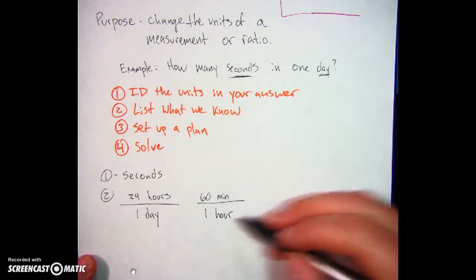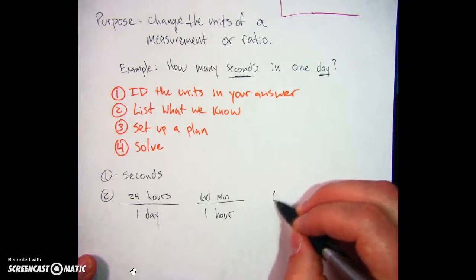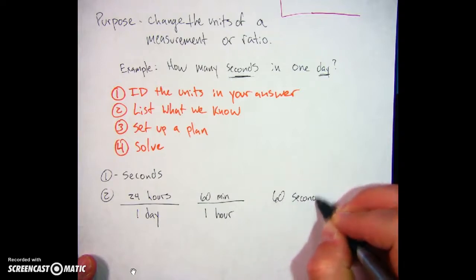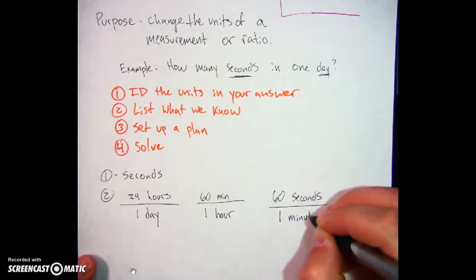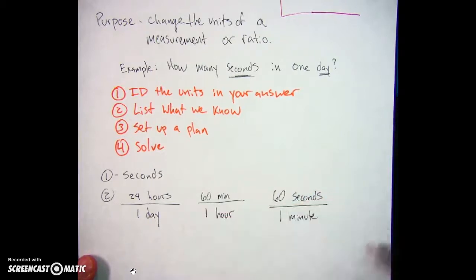Again, 60 minutes is the same as 1 hour. I also know that there are 60 seconds in every minute. Okay, so I'm going to use these 3 ratios in order to go into step 3 and set up my plan.